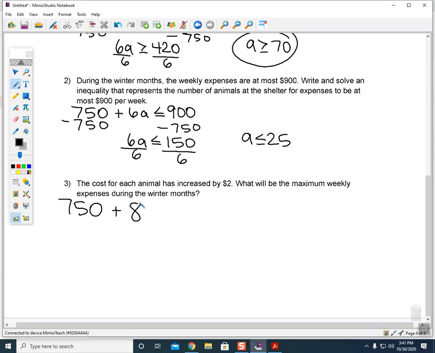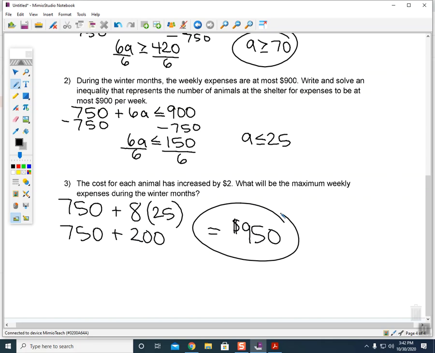And I know that in the winter months, normally I could have at most 25 animals. So I'm going to plug in 25 here and see what my maximum number is going to be. So now I'm going to have 750 plus 8 times 25, which I think is 200. Yep, plus 200. 750 plus 200 equals $950. So in the winter months, if my cost increased $2 per animal, I would spend $950 every week instead of $900.